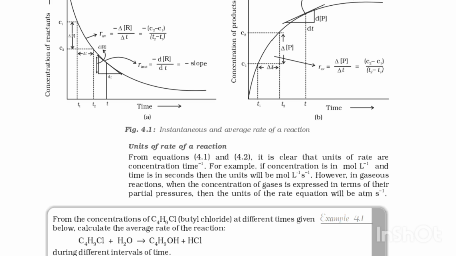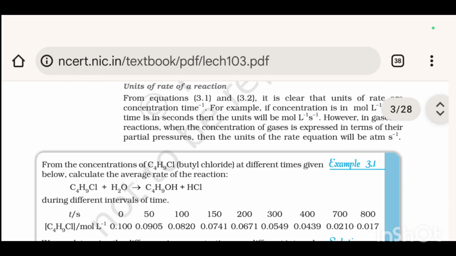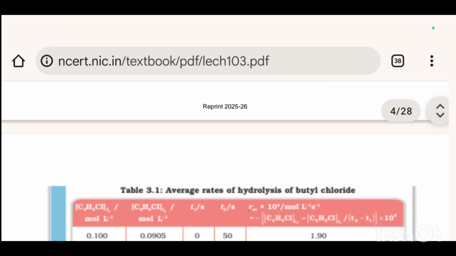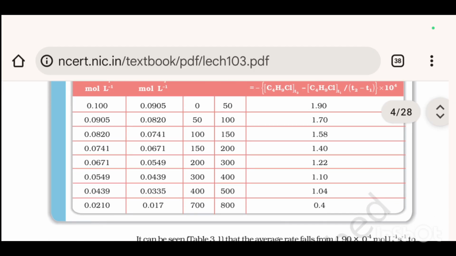However, in a gaseous reaction, when the concentration of gases is expressed in terms of their partial pressure, the units of the rate equation will be atm second inverse. Now we shall discuss the average rates of hydrolysis of butyl chloride, C4H9Cl, at T1, and the units are mole liter inverse. It is 0.100, 0.0905, 0.0820, 0.0741, 0.067, and so on.